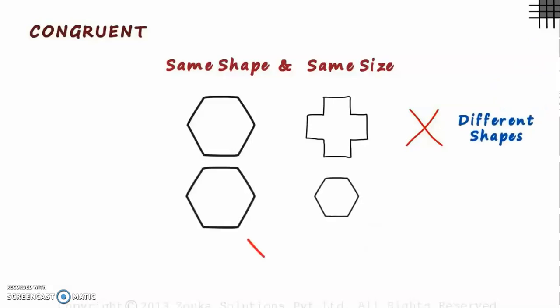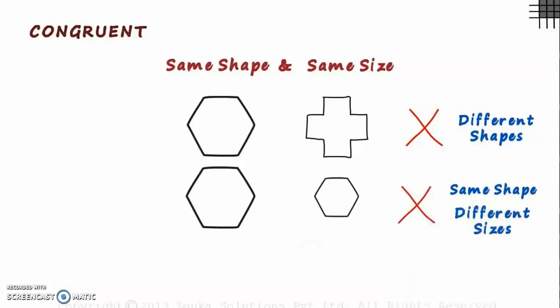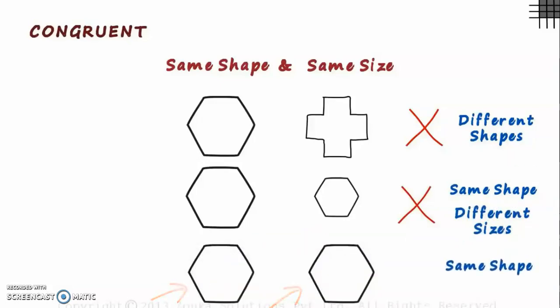Now look at this shape and this one. We can see that their shape is the same. But wait, their sizes are different, which is why these two figures are also not congruent. But what about these two shapes? They have the same shape as well as the same size. They are congruent figures. But we cannot place a figure on the other to know if they are congruent or not. So how can we say if two figures are congruent or not?